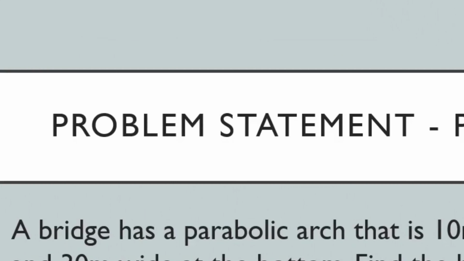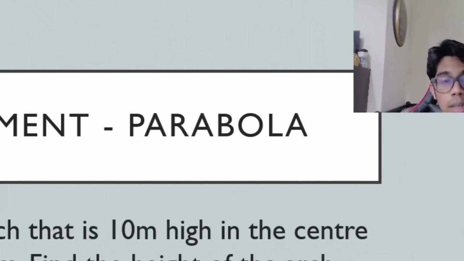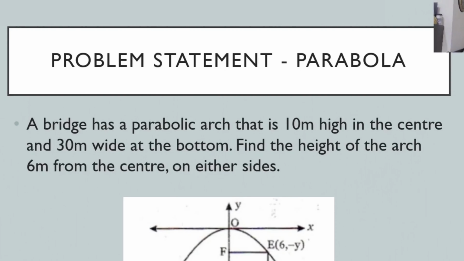Today I'll be answering the questions on applications of conic sections in life. For our first problem, it is regarding parabolas. The question states that a bridge has a parabolic arch that is 10 meters high in the center and 30 meters wide at the bottom. Find the height of the arch 6 meters from the center on either side.